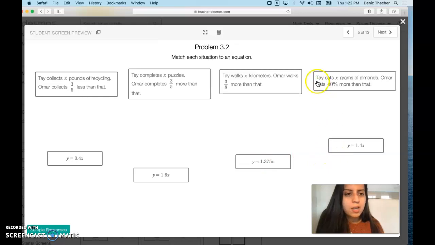Tay eats x grams of almonds, Omar eats 40% more than that. Again, because it's already 40%, we can change this into a decimal by moving the decimal place 2 places to the left, and because it's more than, we can add it to 1. Do we think that's the first equation, the second equation, the third equation, or the fourth equation?